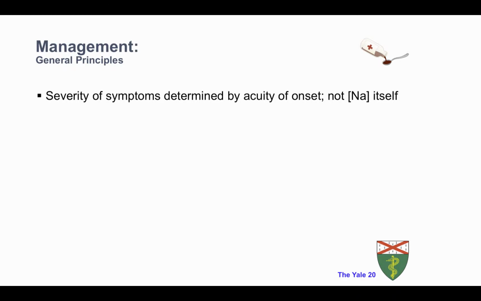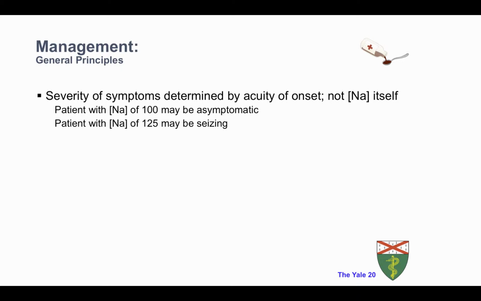It's important to keep in mind that the severity of symptoms is determined primarily by the acuity with which the hyponatremia developed, and not necessarily by the absolute sodium value itself. For example, a patient with a sodium of 100 can be relatively asymptomatic if it developed over a longer period of time. But on the other hand, a patient with a sodium of 125 could be seizing if that hyponatremia developed more quickly. So rather than just looking at the value itself to make judgments about the chronicity or the severity of the disorder, it's safe to say that if the patient is symptomatic, the hyponatremia should be considered acute, and if the patient is asymptomatic, it can be considered chronic.